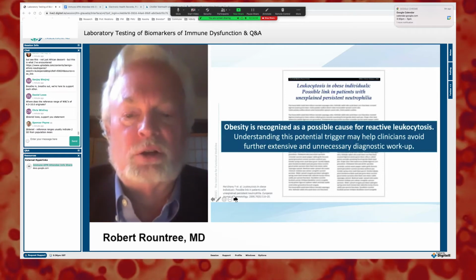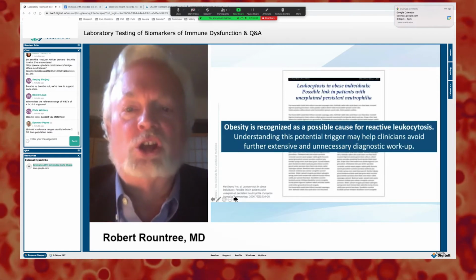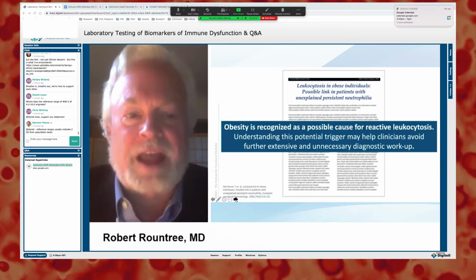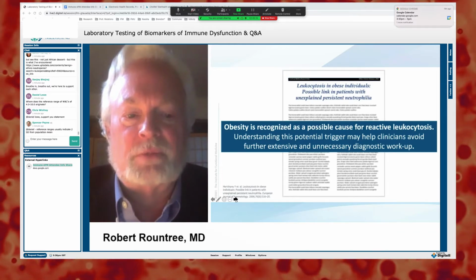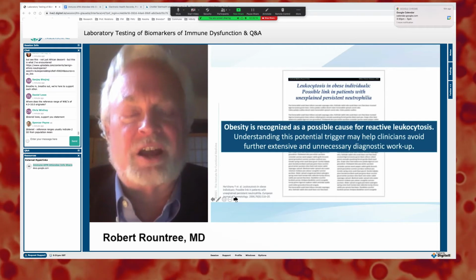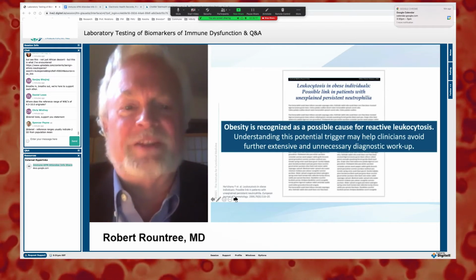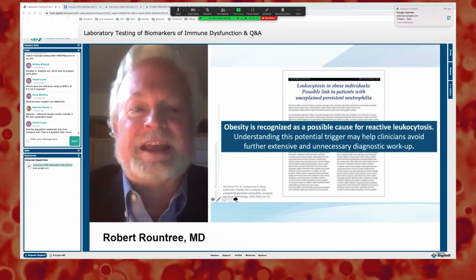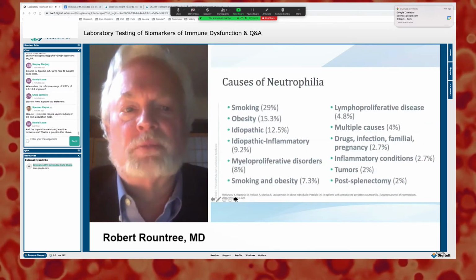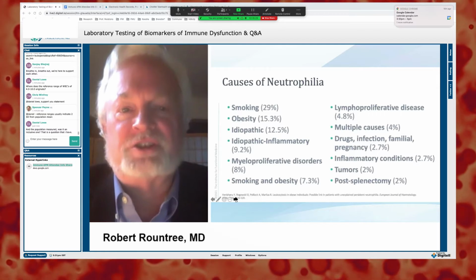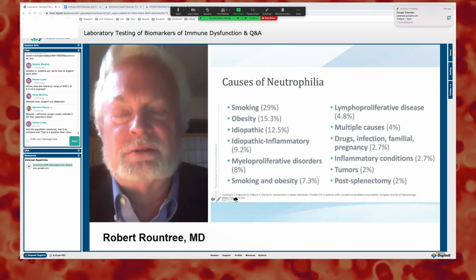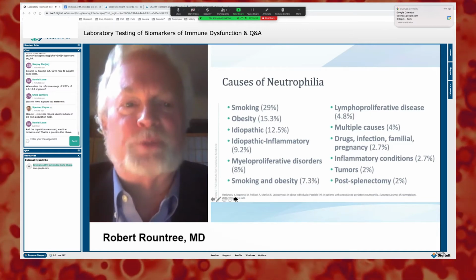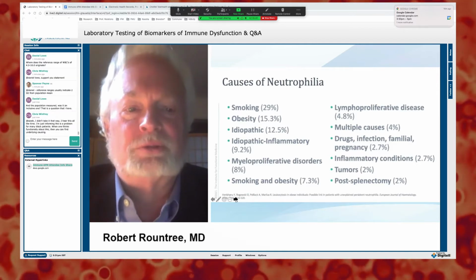This is a paper that I wanted to come back to because I think it's very interesting. Leukocytosis in obesity. Well, that makes sense, doesn't it? Adipose tissue is inflammatory. It generates inflammatory cytokines, adipokines. So when you're generating these inflammatory cytokines, you're having an impact on the bone marrow, and that makes the white count go up. An interesting study actually looked at all causes of neutrophilia and attributed relative percentages for what might cause it. The number one cause was cigarette smoking, and obesity was number two.